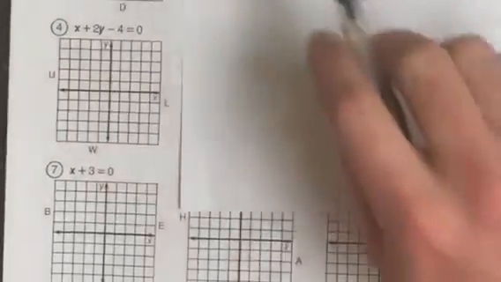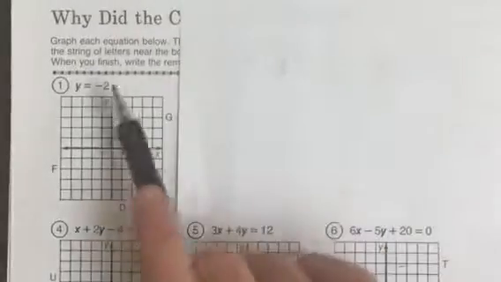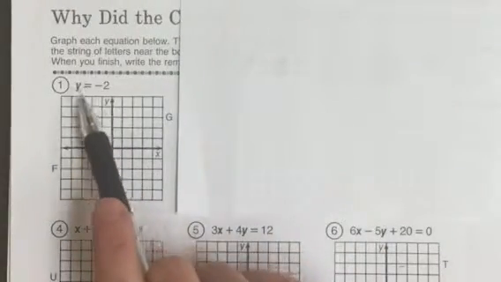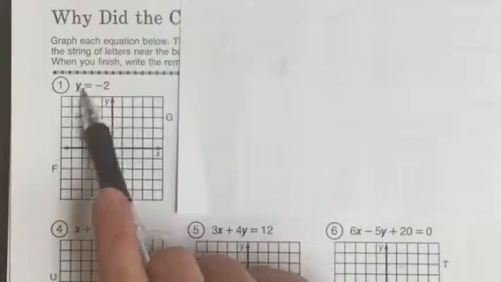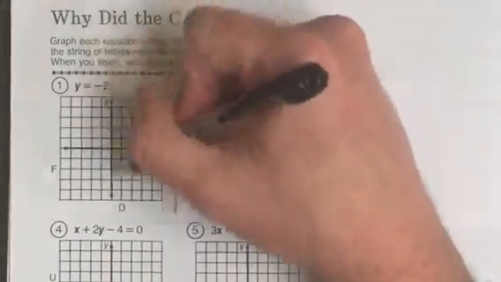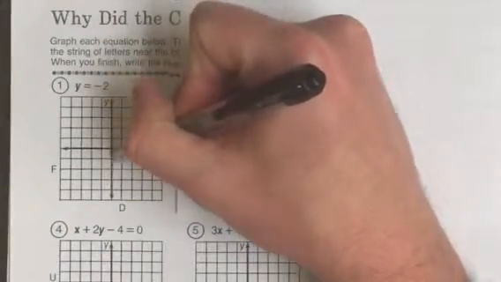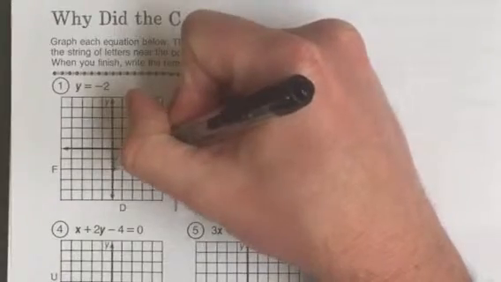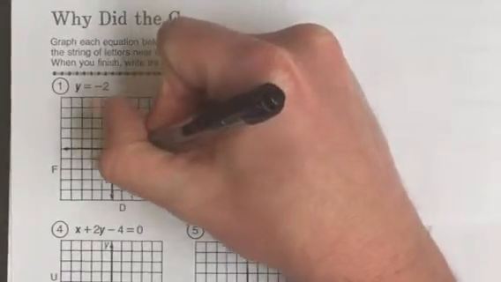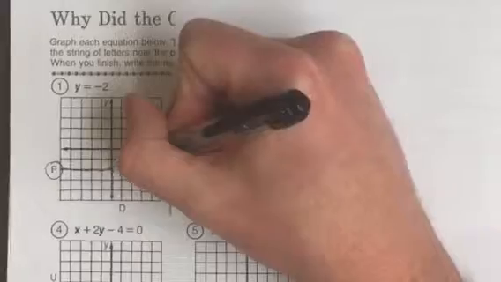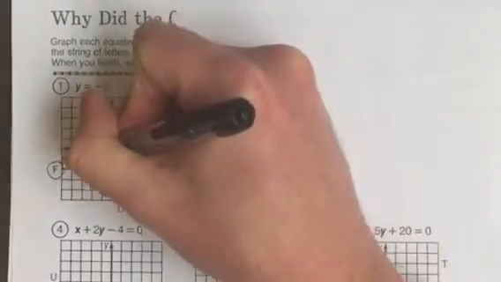Number one, which you can't see, says y equals -2. So basically you're graphing a line where y equals -2. On the y-axis, it's -2, so that's here. And if you were to graph that line, you would hit the F. That's what you're looking for, which letter. So that's how you do number one.